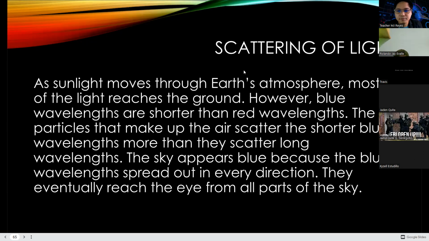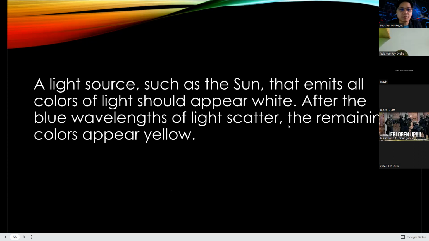Okay, as for the source of light, such as the sun, light emits all colors of light. Okay, it emits all the colors of light and should appear white. Again, as I was telling you a while ago, if you actually saw white light, therefore it emits all the colors. After blue wavelengths of light scatter, the remaining colors appear yellow.